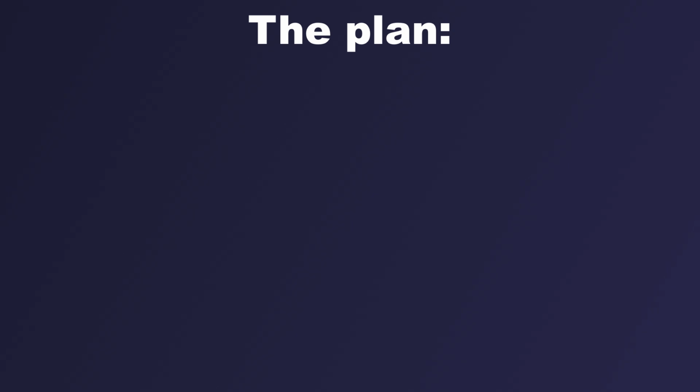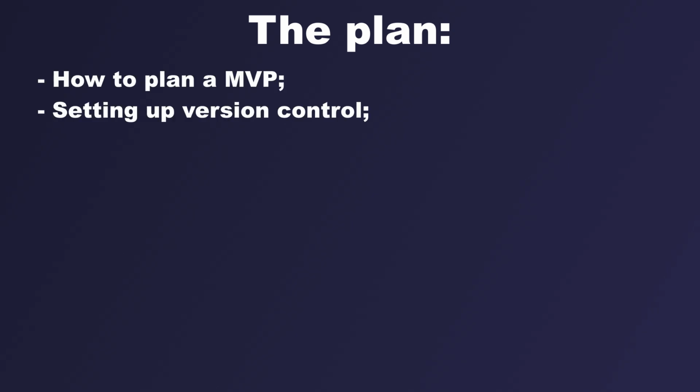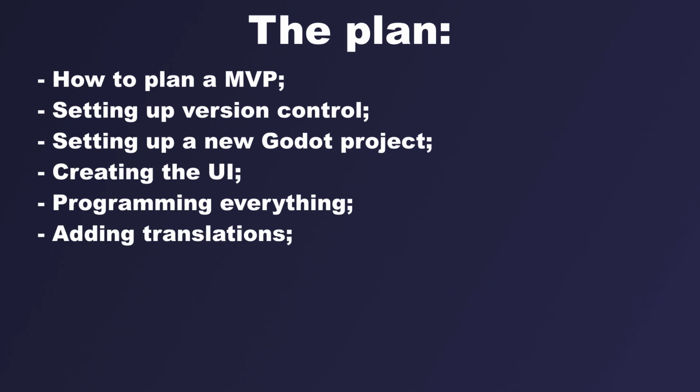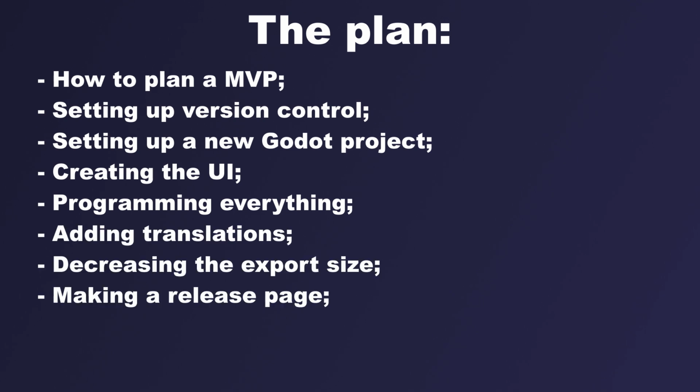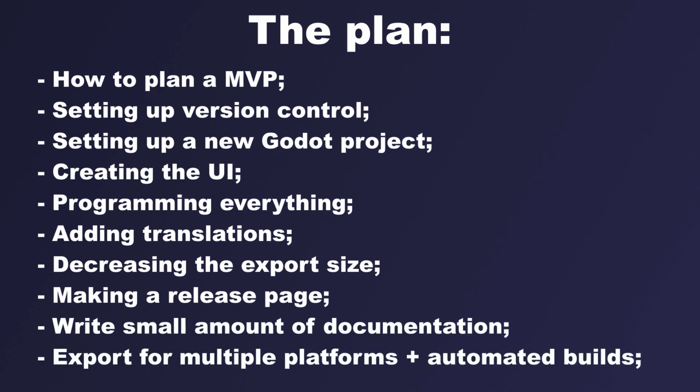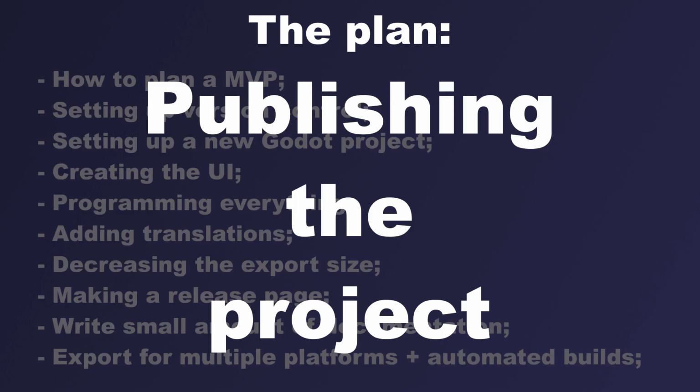In this series, we will go over how to plan a minimum viable project, setting up a version control system, creating a new project with Godot, creating the UI for the program, programming the audio recorder, adding translations, decreasing the build size, making a release page, creating documentation for it, like a tutorial on how to use it, exporting for multiple platforms, automating the export process for easier publishing, and then finally publishing the final project. So there's kind of a lot to go into.